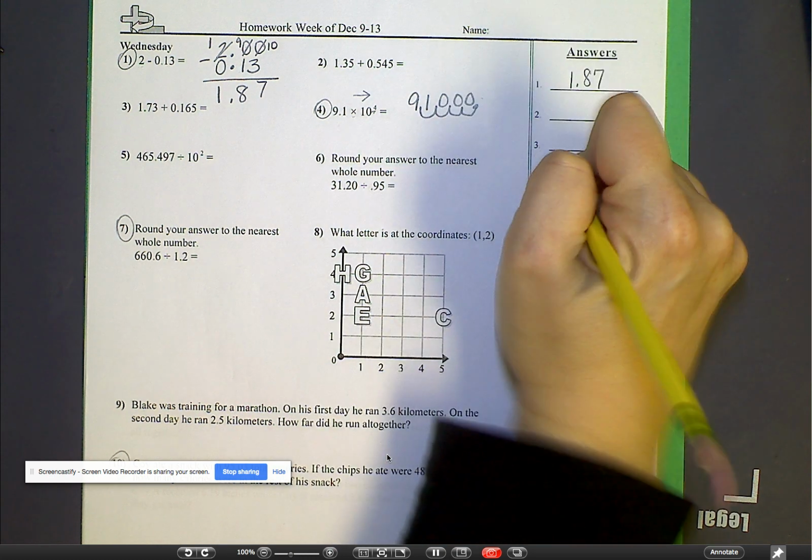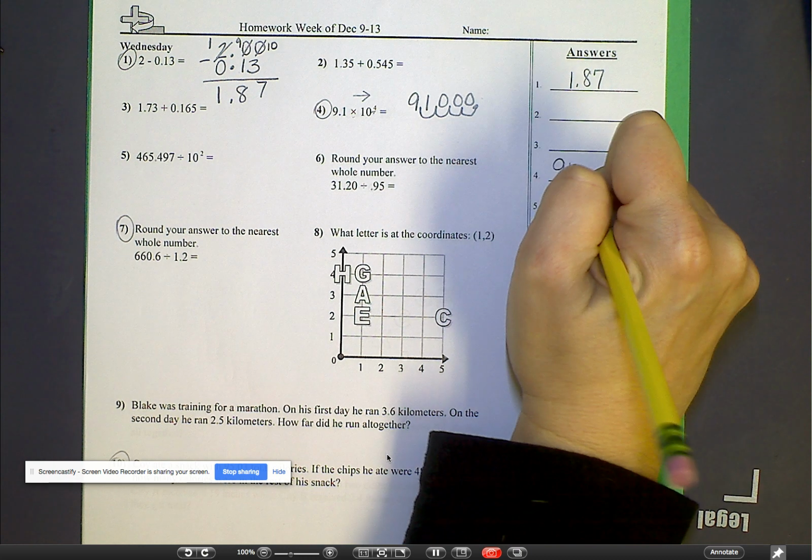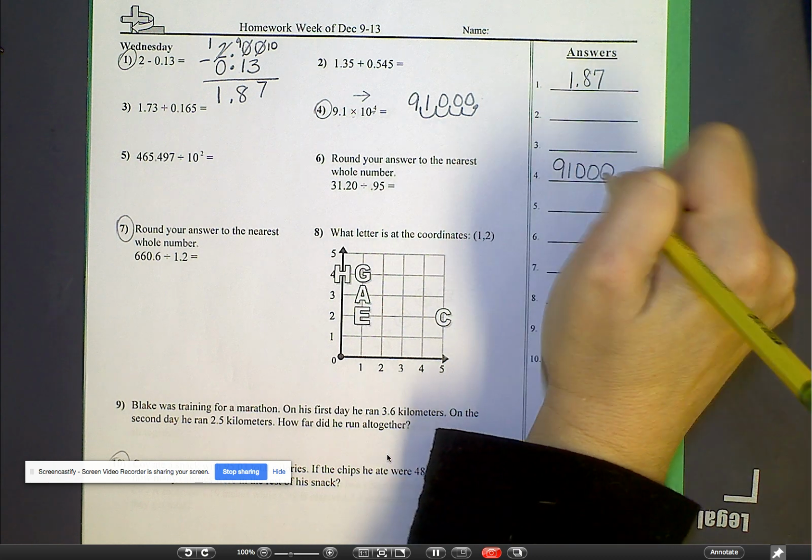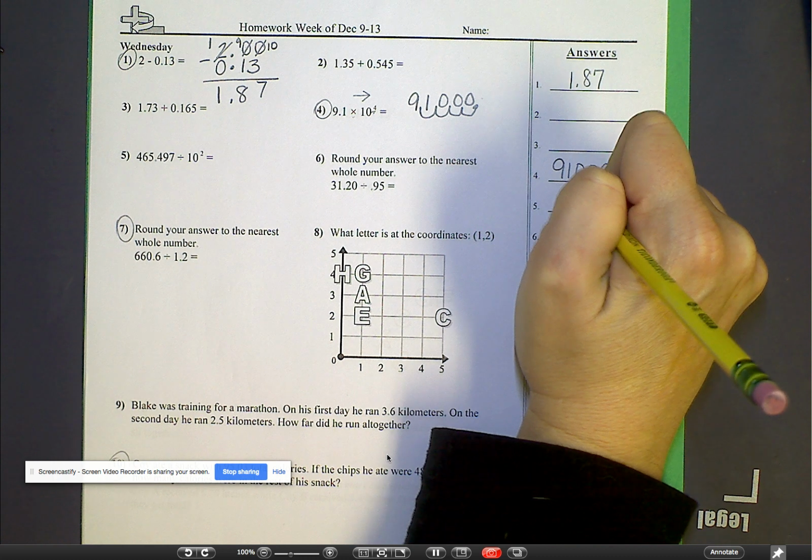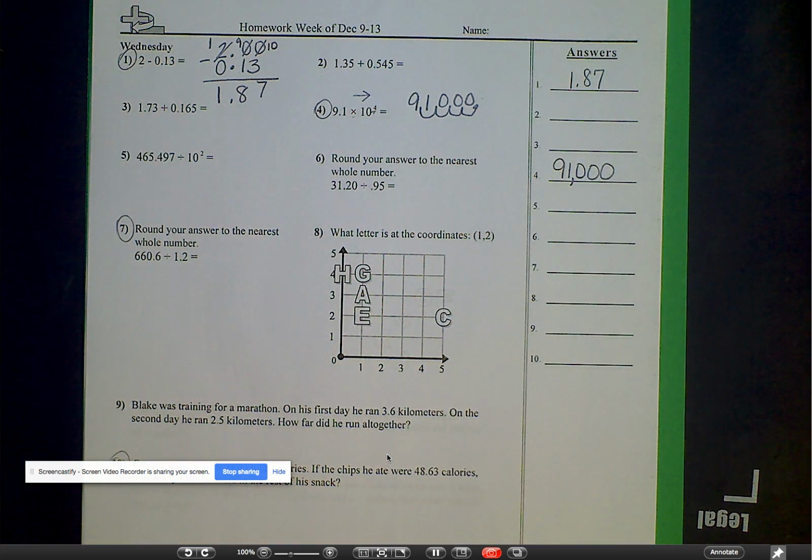So for number 4, the answer is 91, and then 3 zeros, 1, 2, 3. And then I'm going to go back and put my comma. So I got 1, 2, 3, and then a comma. So the answer is 91,000.